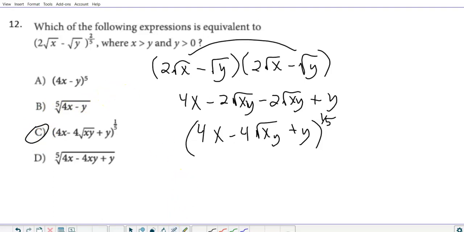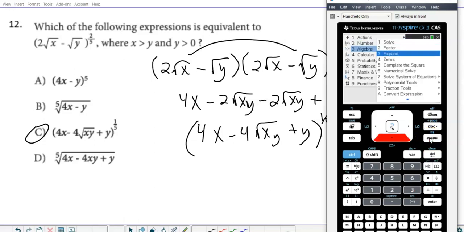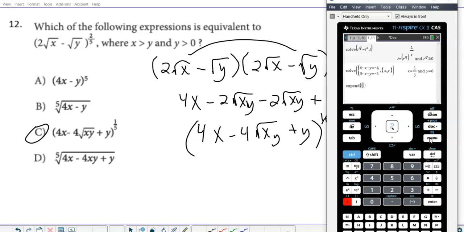Could you use your calculator to do that? Maybe. So you could expand. The expand command, if you haven't seen it, menu algebra. There it is. Expand. So I'm going to do 2 squared of x minus square root of y to the power of 2/5. Whoops. The power of 2/5. Let's see what that does.